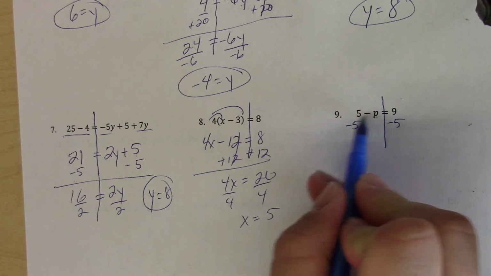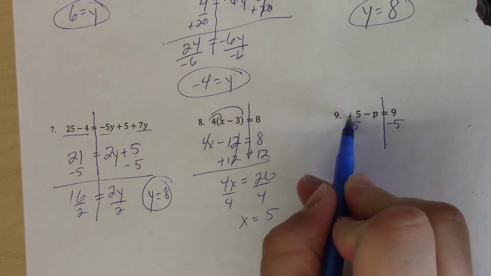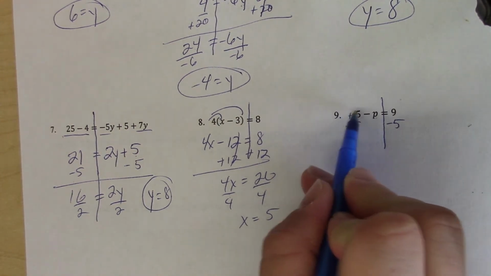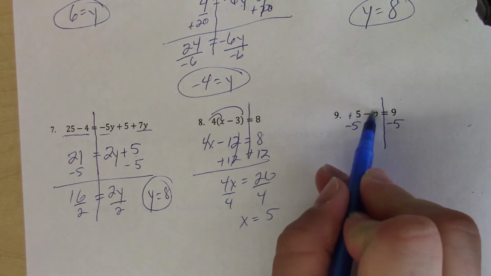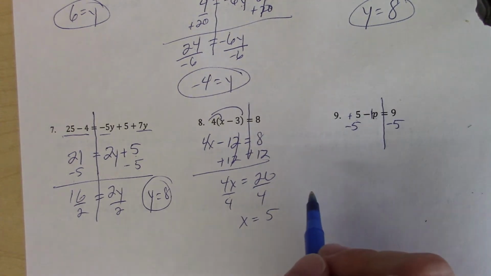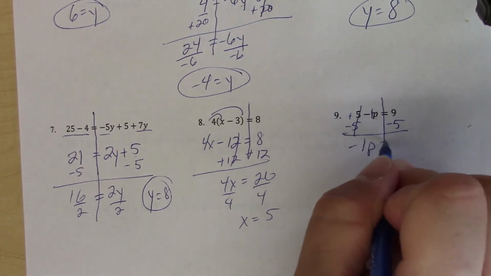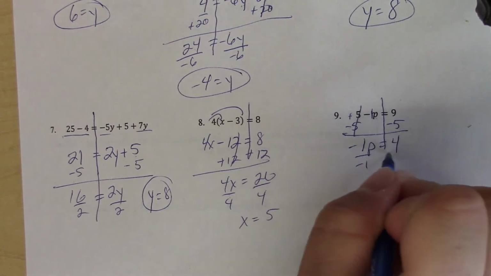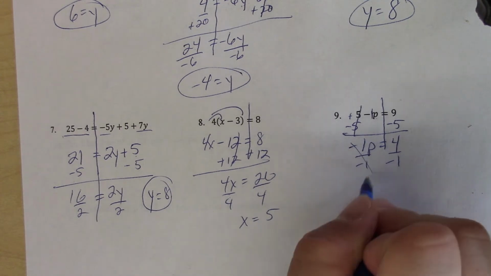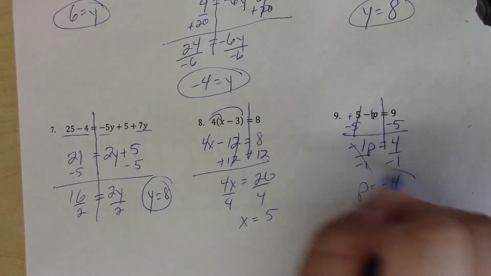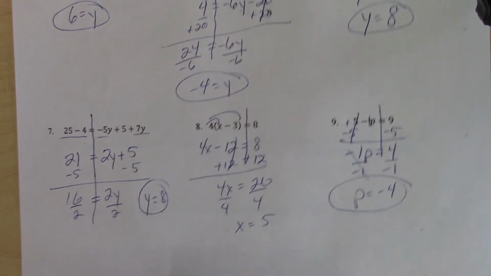Because I look for the letter and I do the opposite of this number. This is a plus 5. If it was a negative 5, it would have a negative in front. That negative is attached to this p, and that's really a negative 1p. So after I minus this 5, those cancel. Negative 1p equals 4. And then you can see, oh, I have to divide that out of there. P equals negative 4. Okay. All right. There's one side.